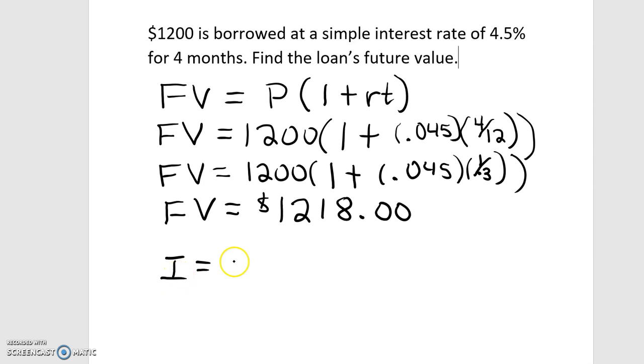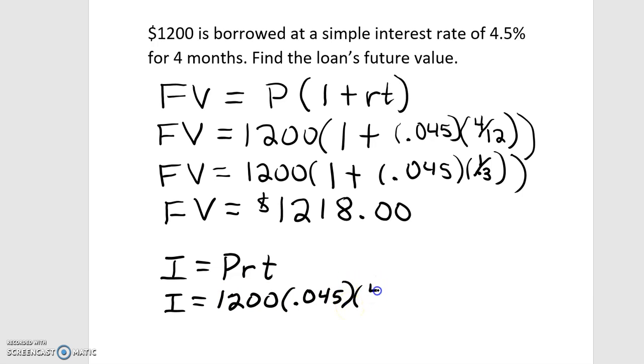So if we're going to use interest, then interest is equal to the principal times the rate times the time. So interest in this case is going to be equal to the principal, which is $1,200, times the rate, which is the interest rate as a decimal, times the time, which remember is still in months, so that would still be 4 divided by 12. So we plug that into our calculator and we get interest of $18.